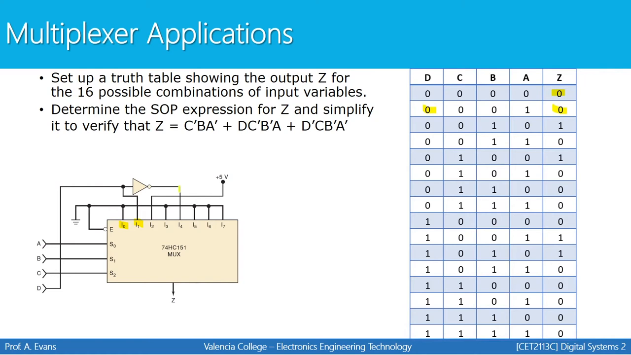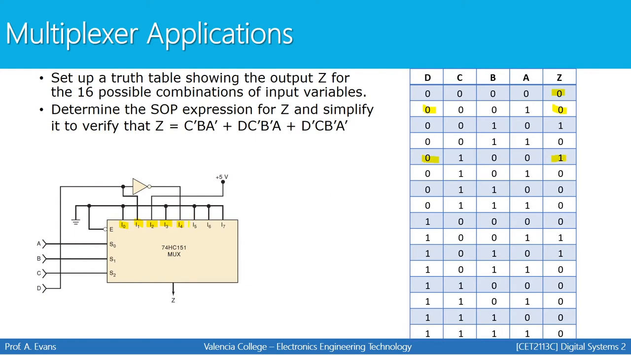If C, B, and A are 0, 1, 0, I should get I2. I2 is connected to 5 volts. If C, B, and A are 0, 1, 1, I should get I3. I3 is connected to ground. If C, B, and A are 1, 0, 0, I now get the output of this inverter, which is connected to D. What's D right now? D is a 0. I'm going to get the output of that inverter as the output for Z, so I'm going to get a 1.